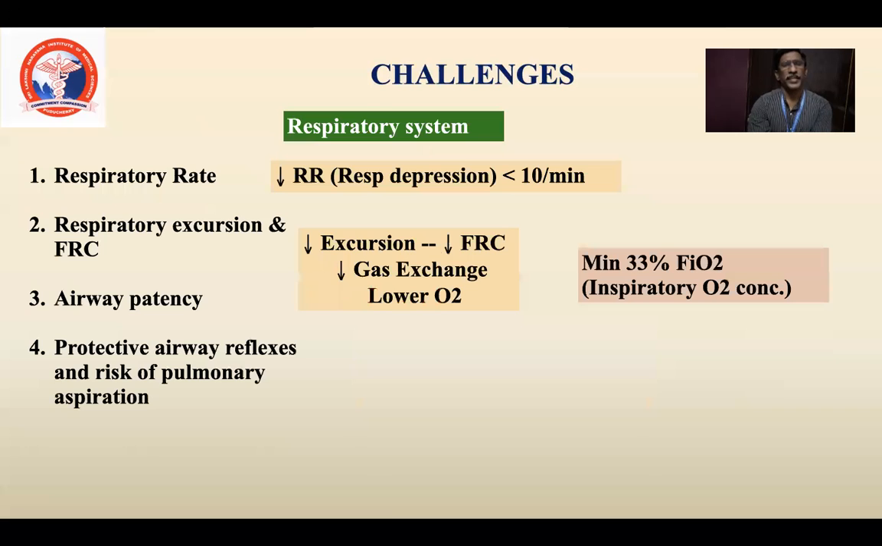Then the respiratory system. It can decrease the respiratory rate. If it is less than 10 per minute, we call it respiratory depression and we have to intervene. It can reduce the respiratory excursion and functional residual capacity. When the excursion is reduced and functional residual capacity is reduced, there will be reduced gas exchange and low oxygen availability. So this is countered by keeping a minimum of 33% FiO2, that is inspired oxygen concentration. The other challenges are airway patency, protective airway reflexes, and the risk of pulmonary aspiration.